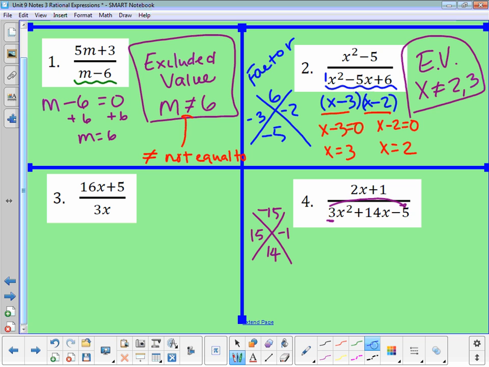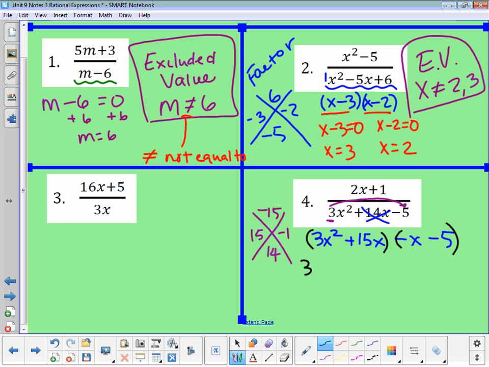So now I'm going to split my middle term. Get rid of the 14x. I have 3x squared plus 15x minus x minus 5. And then factor by grouping. So I'm going to group those two, group those two.